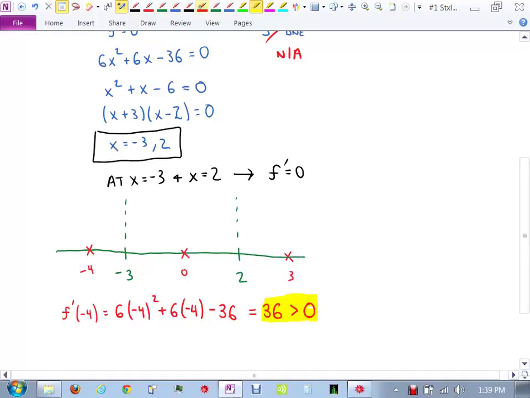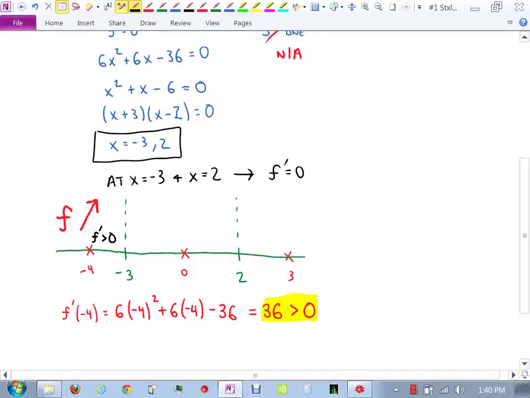My function, so watch the way I write this over here, my function is increasing over here. Why is it increasing? Because the derivative over here was positive. The derivative being positive means the function's going up over there. Now, what's happening at -3? It's flattening out, right?